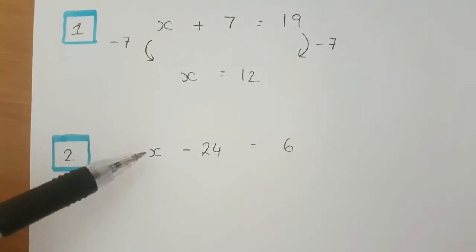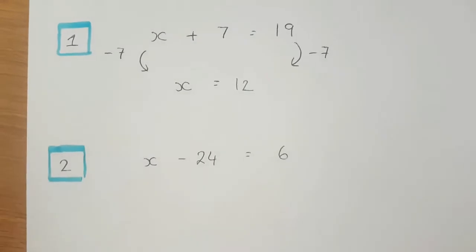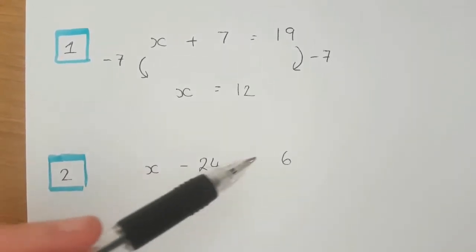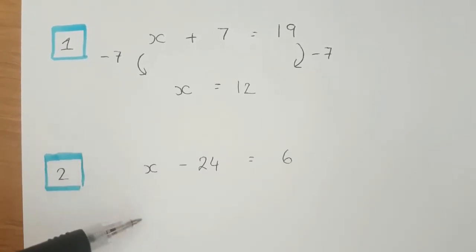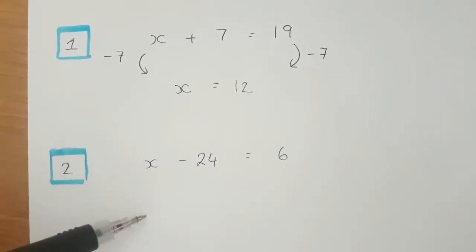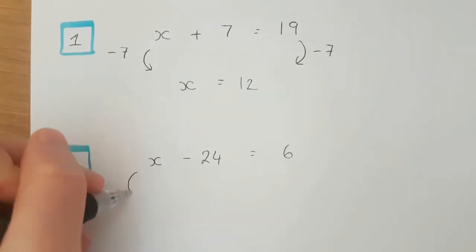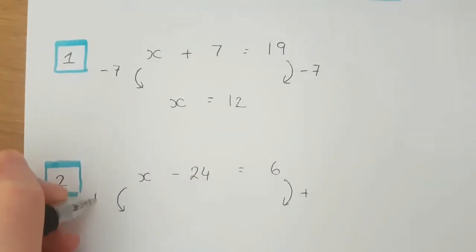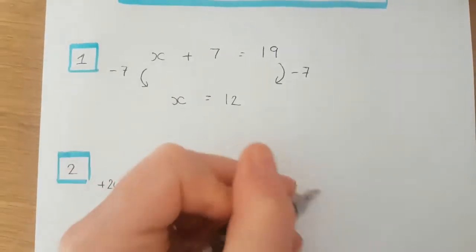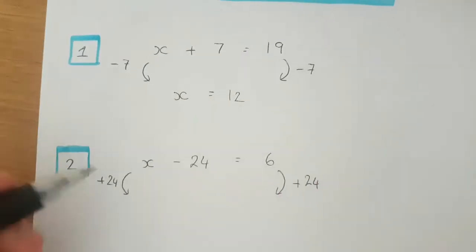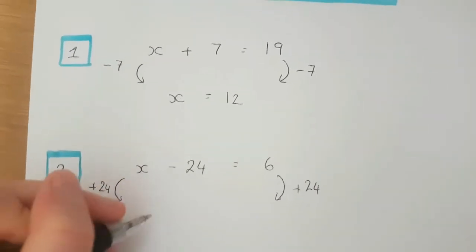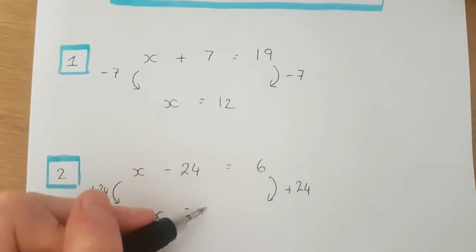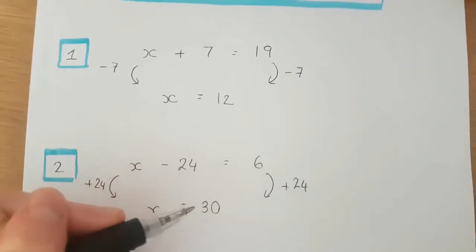My second question, I have x minus 24 is equal to 6. Now have a think, what operation am I going to do to both sides to get x on its own? I just want x. So the inverse of taking away is adding. So I'm going to add 24 to both sides. X minus 24 plus 24 just leaves me with x. And 6 plus 24 is equal to 30.